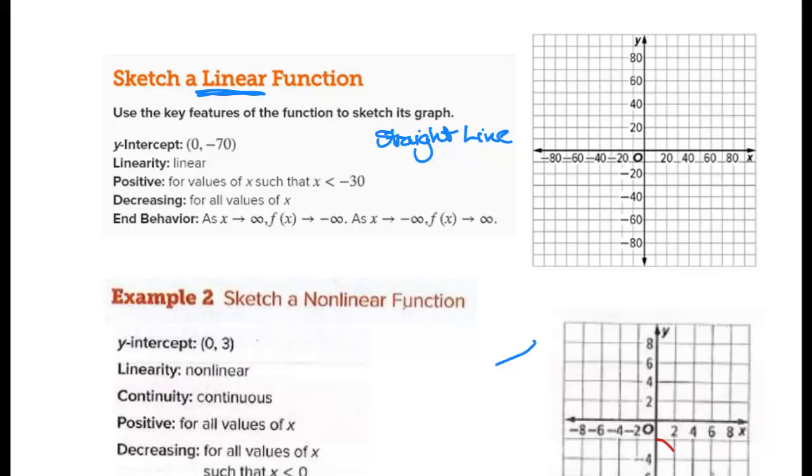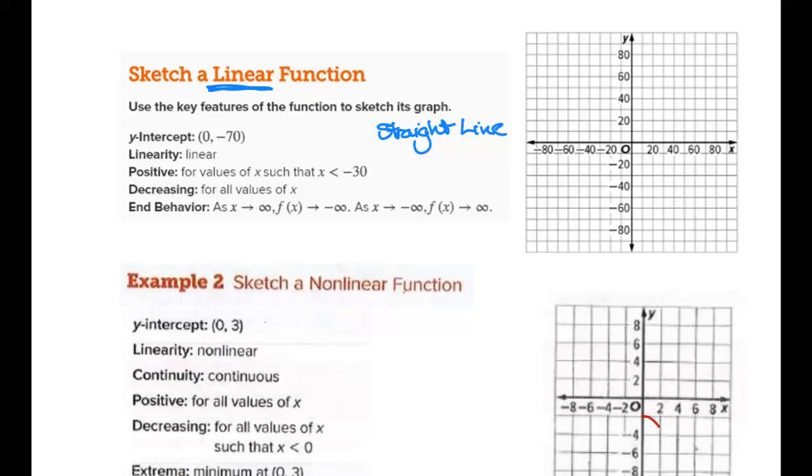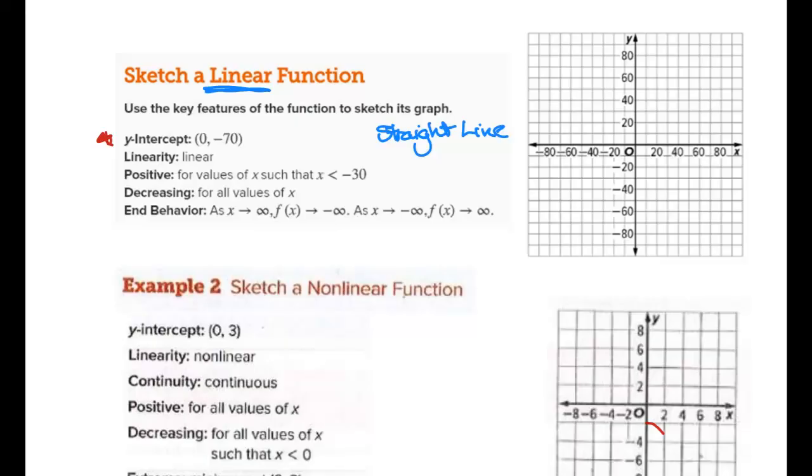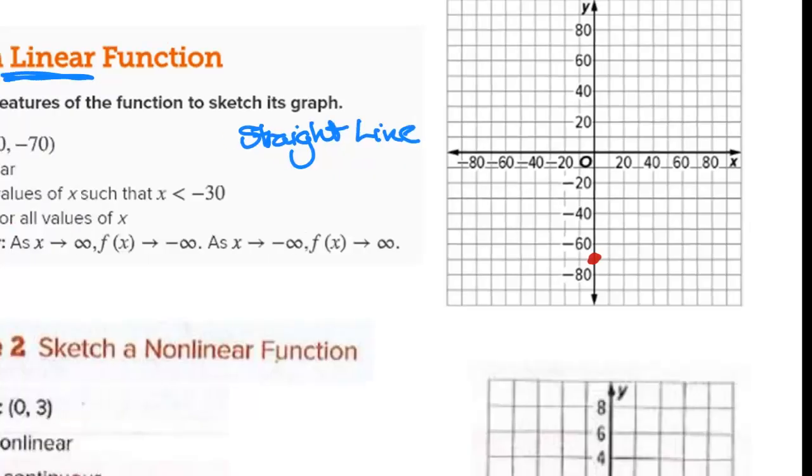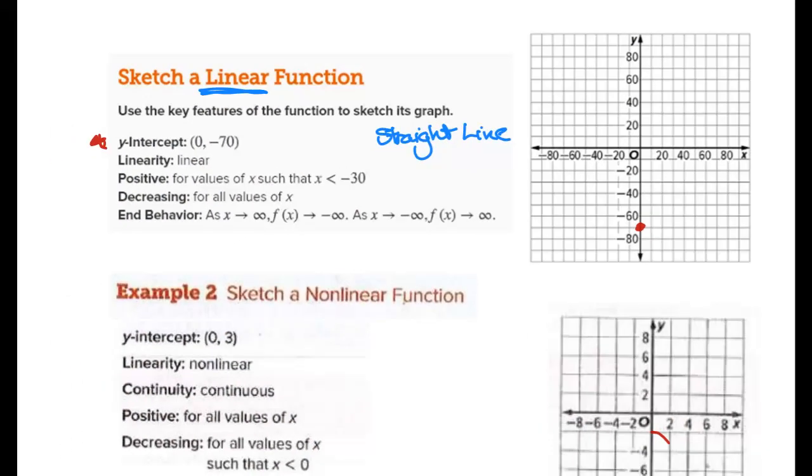All right, so here they give me the y-intercept, and that's at (0, -70). So 0 means I'm not going to the right or left, and I'm going down to -70. That is that point right there. So you make a great big point on that one. Okay? So that's a key piece of information, and I did that one. Now, it says it's linear. We already know that.